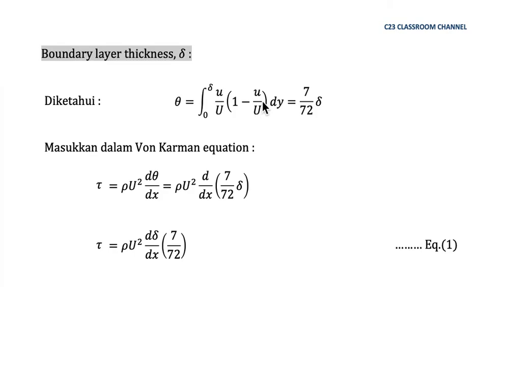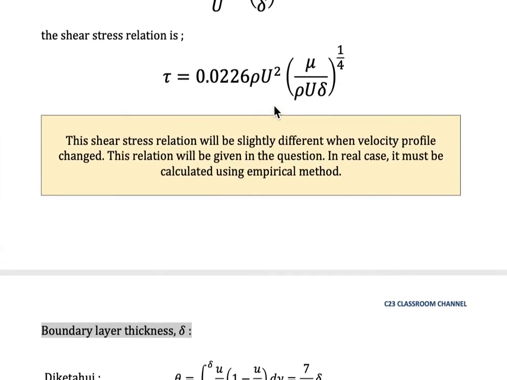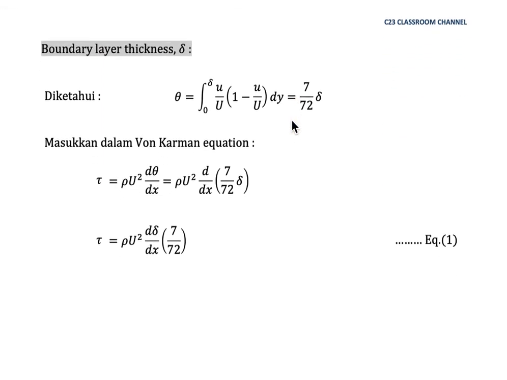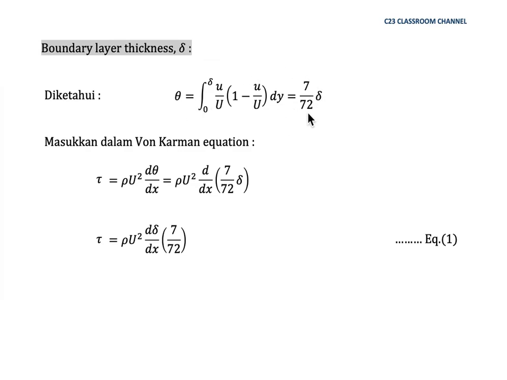We substitute the value of u over U with the previous value, which is y over delta to the power of 1 over 7. In this equation, we find that theta is equal to 7 over 72 delta. So we substitute the value of delta in this equation, and then we could simplify the calculation into this term. We could say that this is equation number 1.